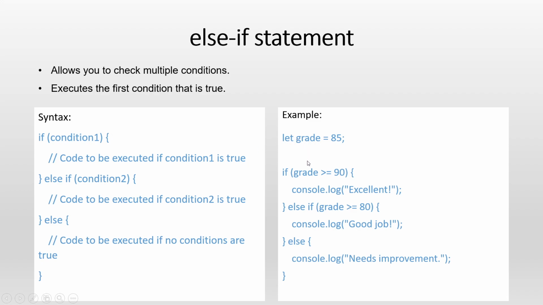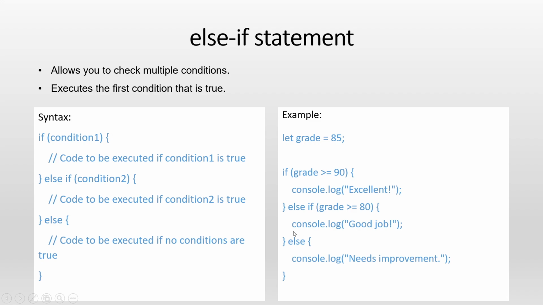Next, let us understand this example. Let grade equal 85. If grade is greater than or equal to 90, console log excellent. Is 85 greater than or equal to 90? False, right? It is not greater than or equal to 90, so it's going to be false. Else if grade is greater than or equal to 80. Here 85 is greater than 80, right? So it's going to execute this part of the code.